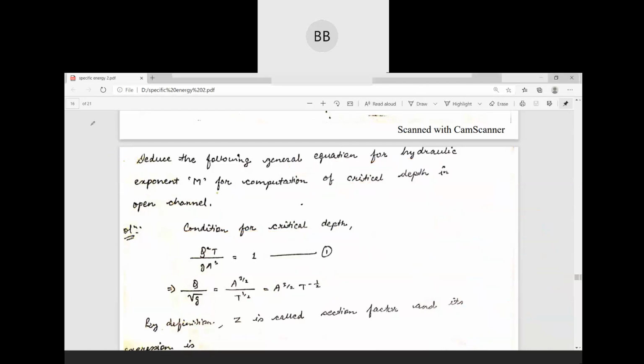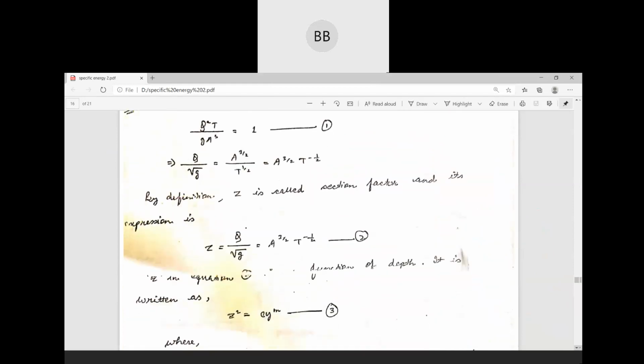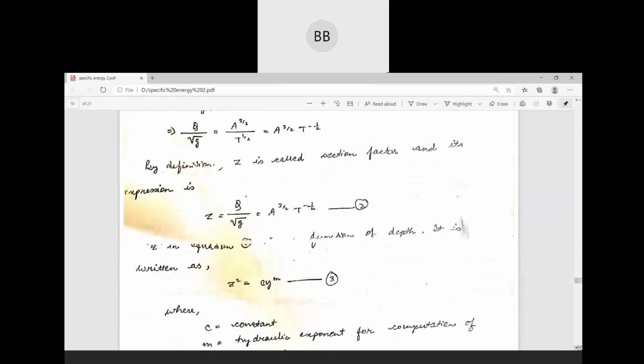It's very simple. We only have to consider that critical flow condition, that is Q square T by g A cube is equal to 1. So by definition of section factor, that is Z, Q by root over g is nothing but your Z, or you can call it the section factor. So Z is equal to Q by root g, and is equal to A to the power 3 by 2, T to the power minus half. And we put equation number 2.